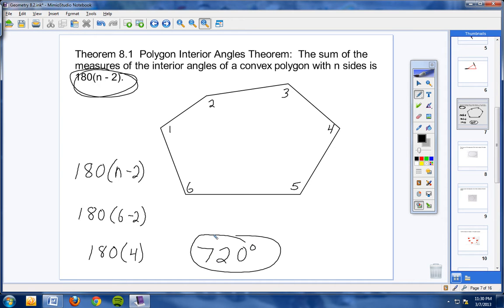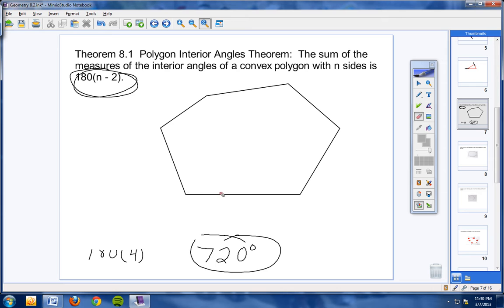That is so cool. So now you know if you add up all of these angles on the inside, you'll get 720. Isn't that neat? Now you don't know what each angle is, but you know all 6 added together are 720. Okay? Let's try one more, and then we'll get into our notes for today. All right? Let's try another one here.